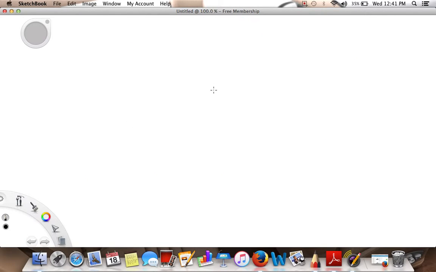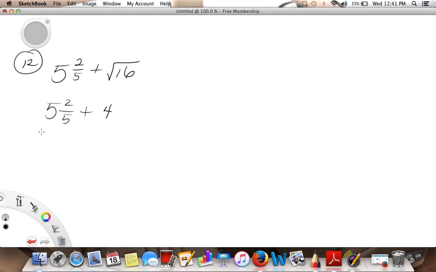The next question we want to look at is problem number 12. And number 12 says 5 2/5 plus the square root of 16. So we have 5 2/5 plus square root of 16 is 4. So actually, if I just take the whole number parts, 5 plus 4 equals 9, and then I add the 2/5 to it, so your answer should be 9 2/5.